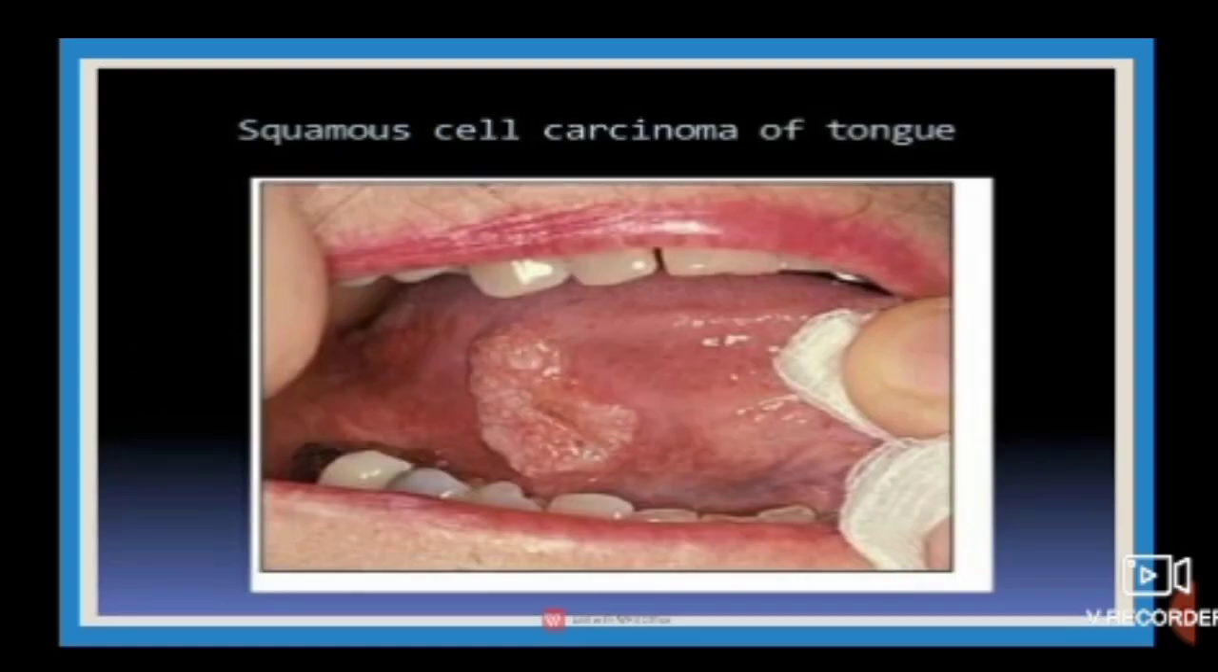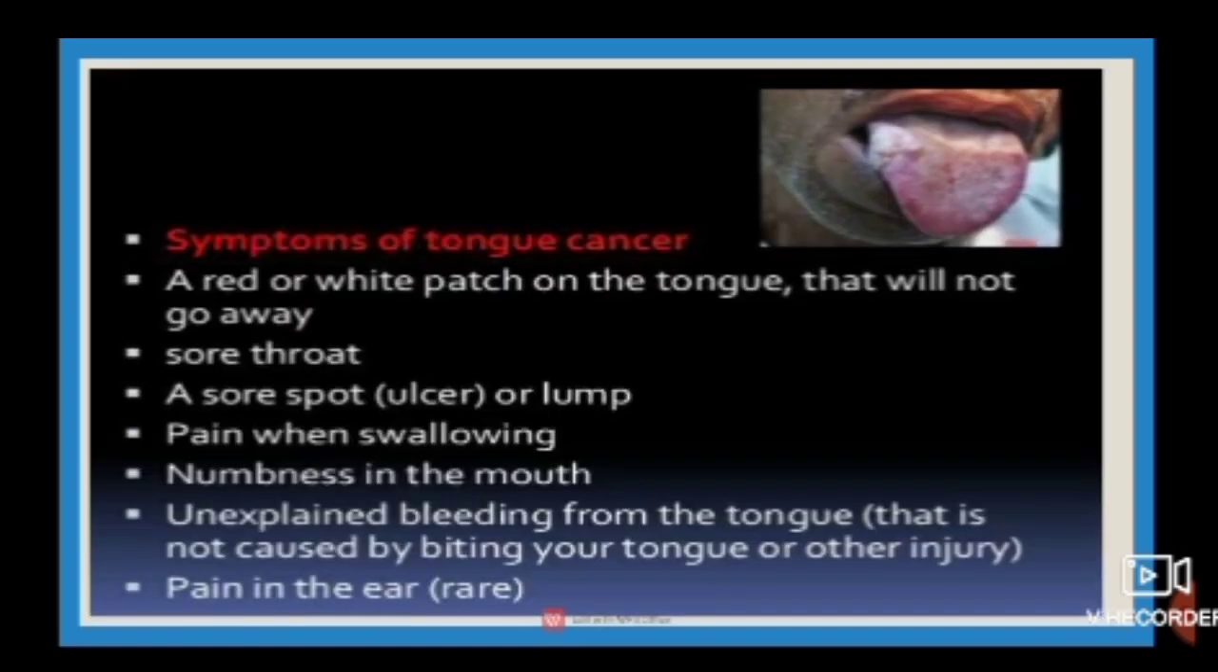Then symptoms of tongue cancer: there are several symptoms. Red or white patches on the tongue that will not go away, sore throat, pain when swallowing, numbness in the mouth, pain in the ear, and unexplained bleeding from the tongue that is not caused by biting your tongue or other injury.